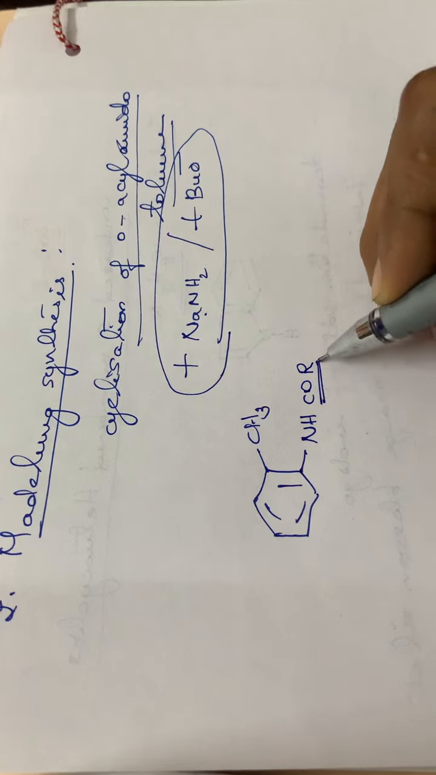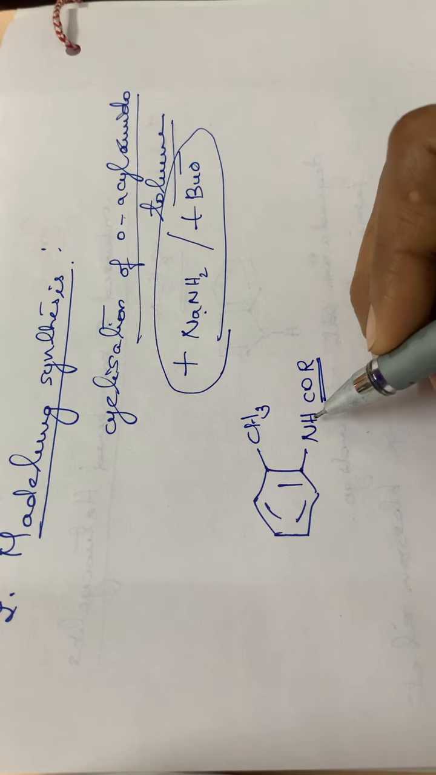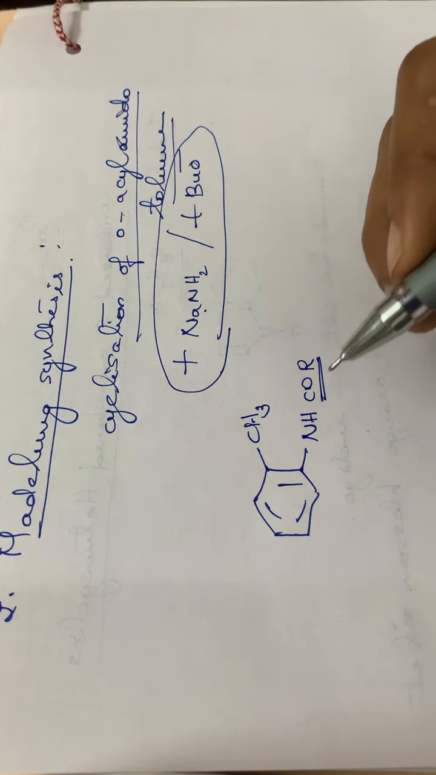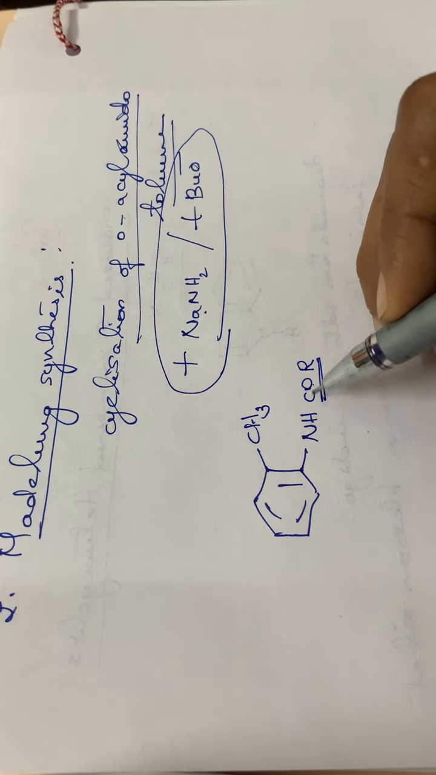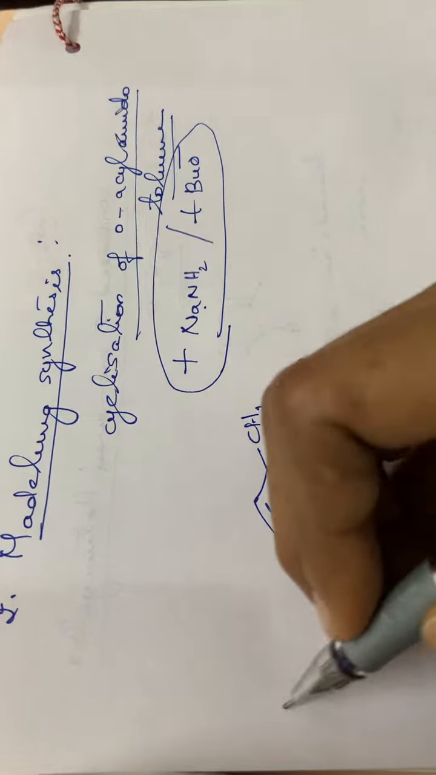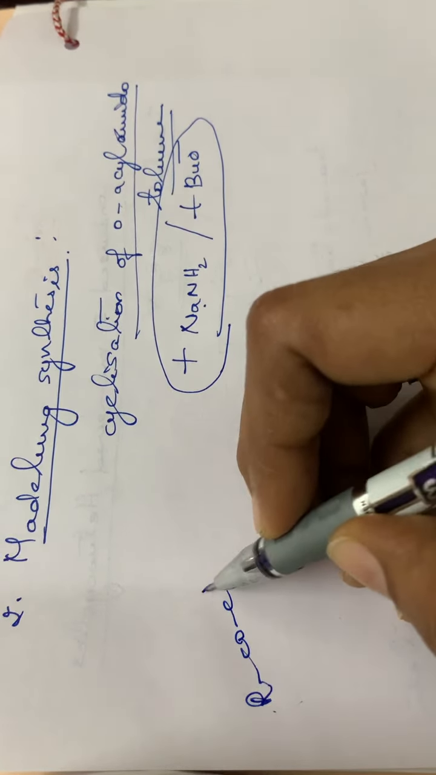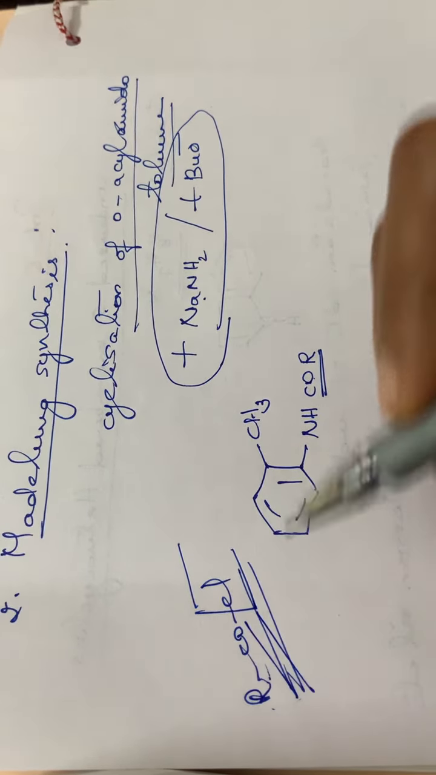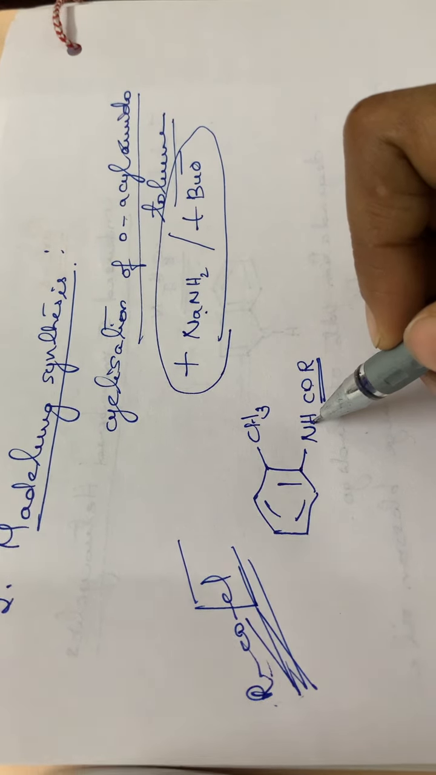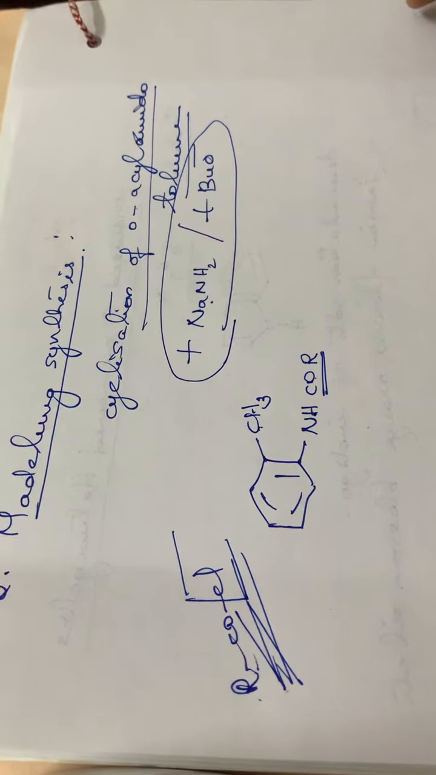This is the acyl group, RCO, then the amido group, that is NH. So at the ortho position, the acyl group along with the amido group, that is RCONH. Acyl chloride, RCOCl. While the chlorine part is eliminated, this is the acyl group, RCO, then the amido group. So this is ortho-acyl amidotoluene.